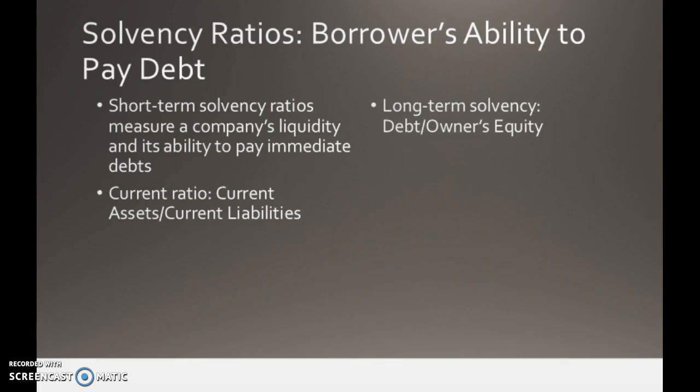A current ratio is calculated by dividing current assets by current liabilities. To evaluate long-term solvency, debt is divided by owner's equity. Sometimes a high debt may not only be acceptable, but also desirable. Borrowing funds gives a firm leverage, which is the ability to make otherwise unaffordable investments.